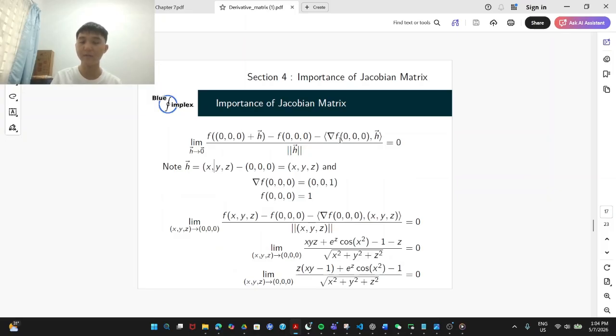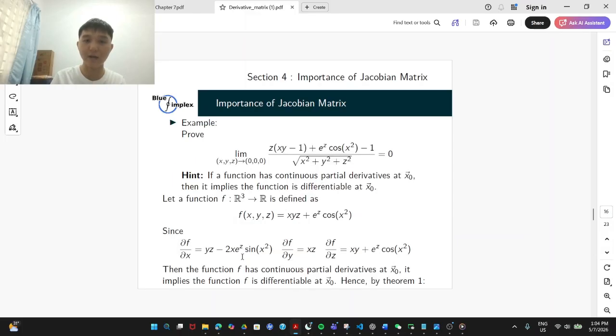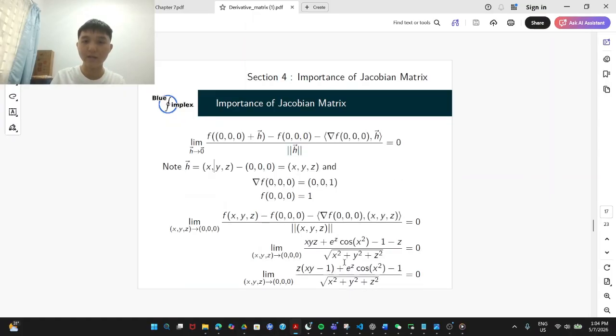So we need to find the dot product of this one. Notice that vector h is equal to (x, y, z) minus the origin, which is this one. The gradient of f at (0, 0, 0) is equal to (0, 0, 1). We just substitute x, y, and z equal to 0, and then this one. Notice that the partial derivative of f with respect to z is equal to 1, so you can obtain this unit vector. Also, f(0) is equal to 1. So the dot product of the gradient of f at the origin with (x, y, z) gives this z, and then this is the 1. So we can obtain this limit. Then we take the vector from the z, and we obtain this limit.